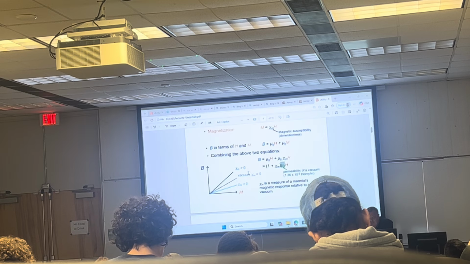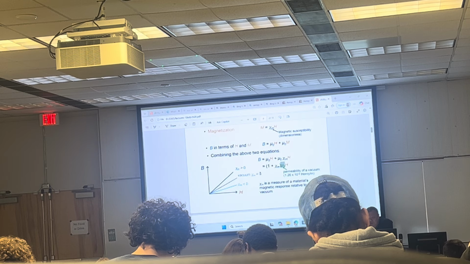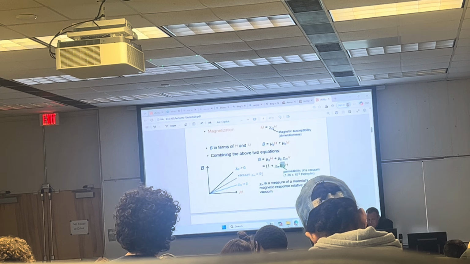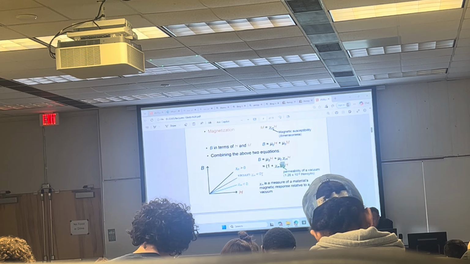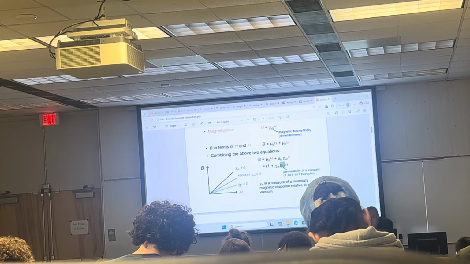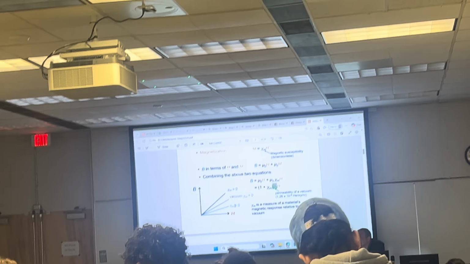And then this is the straight line for vacuum where chi sub M is equal to 0. And then we're comparing how the material is going to behave compared to vacuum, if that chi is going to be higher than 0 or less than 0. And this chi is a measure of the material's magnetic response relative to vacuum. Does that make any sense?